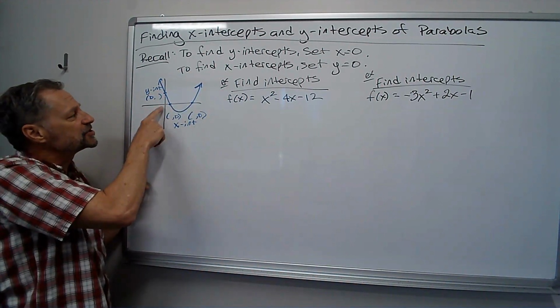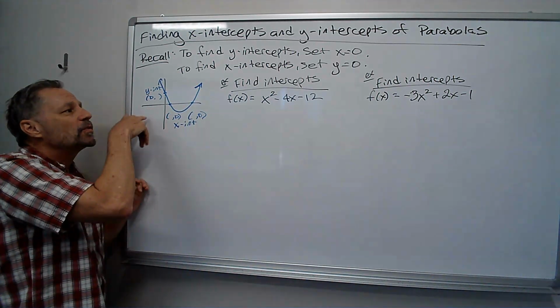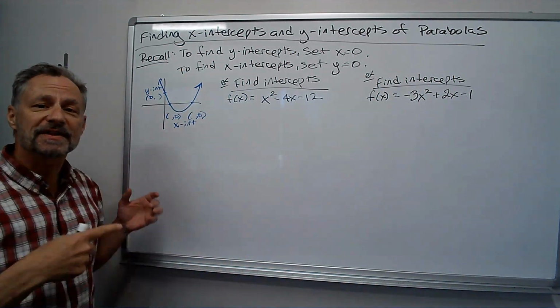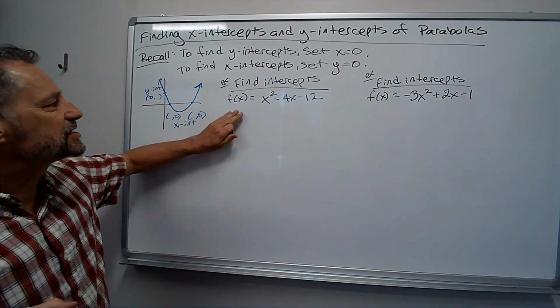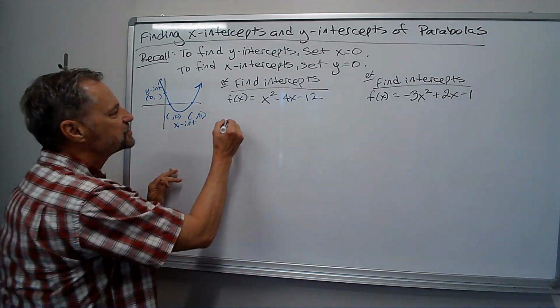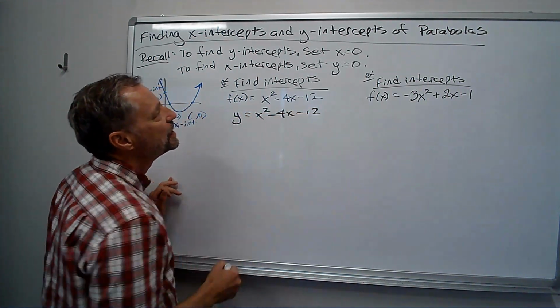Similarly, to find the x-intercepts, the y value has to be 0 because we didn't go up or down at all. So we set y equal to 0, and that helps us find the x-intercepts. Let's just look at a couple examples. So find the intercepts of this function. Remember, f of x just means y. So I have y equals x squared minus 4x minus 12.